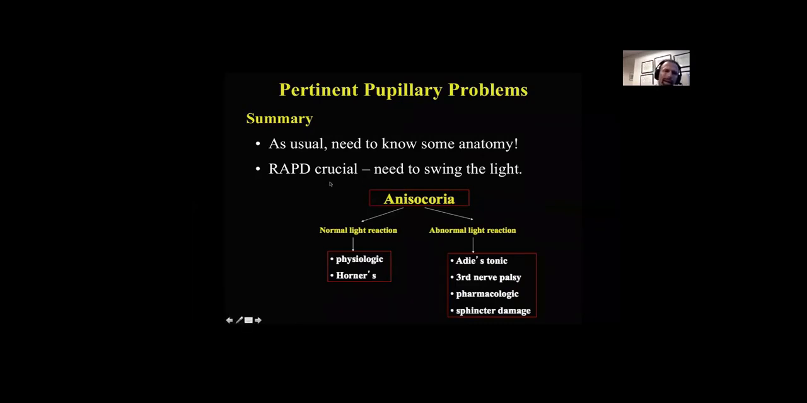So in summary for the entire webinar, pertinent pupillary problems, as usual, you need to know some anatomy, so memorize that brief bit of the anatomy. RAPDs are crucial. You need to swing the light. You got to swing the light. Remember the fine points that we talked about. Anisocoria should be fairly straightforward. You got about half a dozen possibilities, and you can narrow it down to either the physiologic and Horner's or the normal light reaction, or to the abnormal light reaction and the 4 entities we discussed.